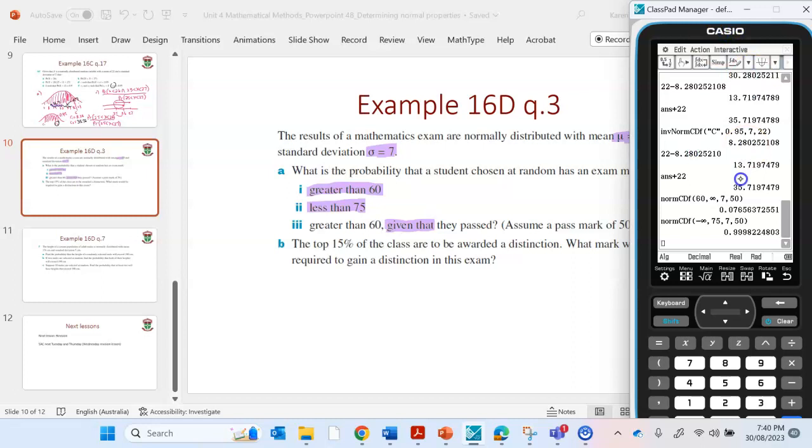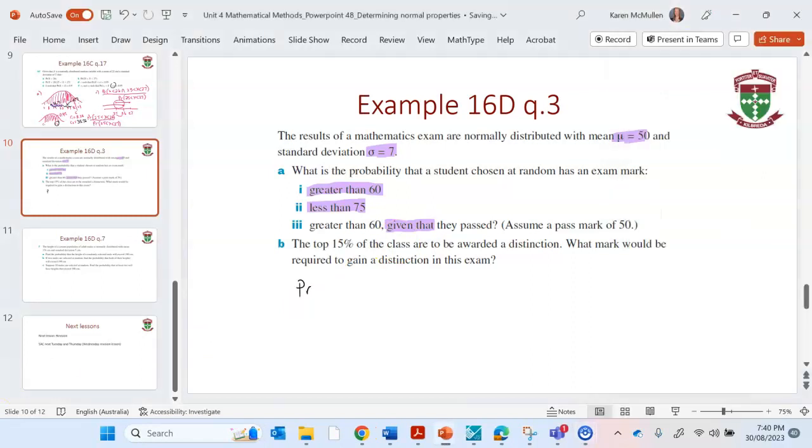Part 3 is conditional probability. We want the probability that x is greater than 60, given that they passed, given that x was greater than 50. That's where we need to look at where they have the intersection.